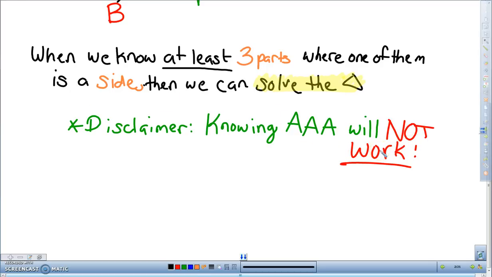If you think back to chapter 6, when we were looking at similarity and similar figures, we knew that when we only know 3 angles, there are actually an infinite number of triangles that can satisfy those measurements. So it doesn't really help to try to solve a triangle when there are infinitely many different triangles that could have those 3 angles. Just a little tidbit to keep in mind. So that's why we can't use angles alone.